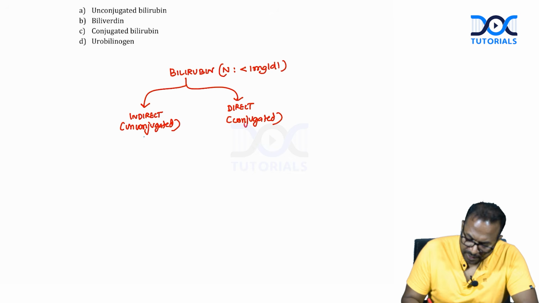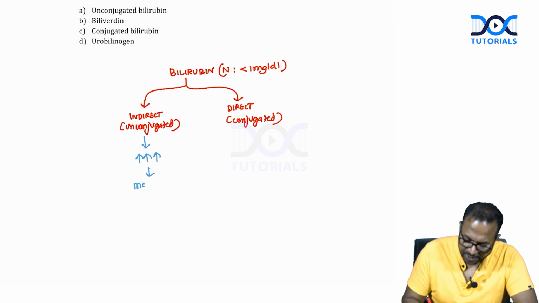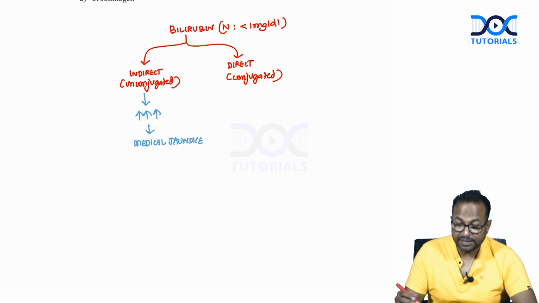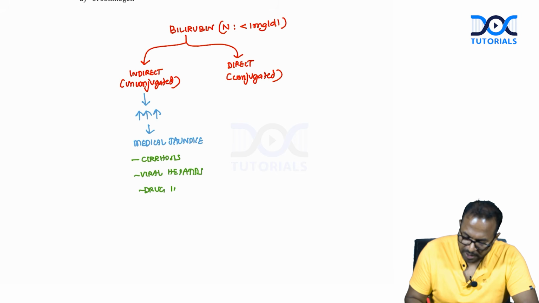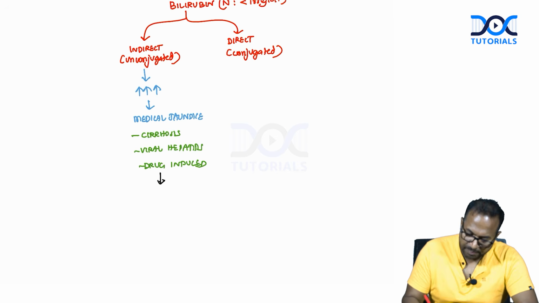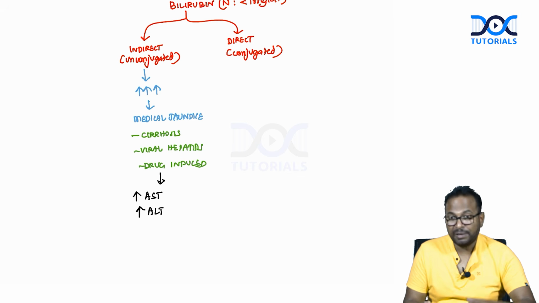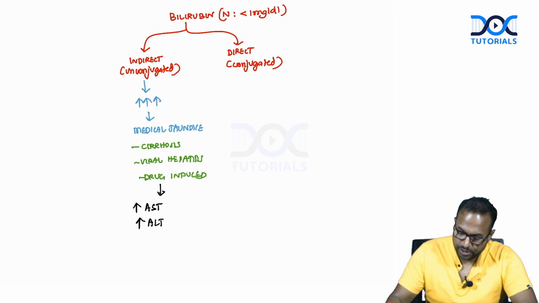If there is an increase of indirect bilirubin, it is medical jaundice. You know all the cases of medical jaundice, like cirrhosis, viral hepatitis, and drug-induced hepatitis. All these cases will have indirect bilirubin elevated. Apart from indirect bilirubin, they will also have increased AST and ALT, that is aspartate transaminase and alanine transaminase, in unconjugated or medical jaundice.